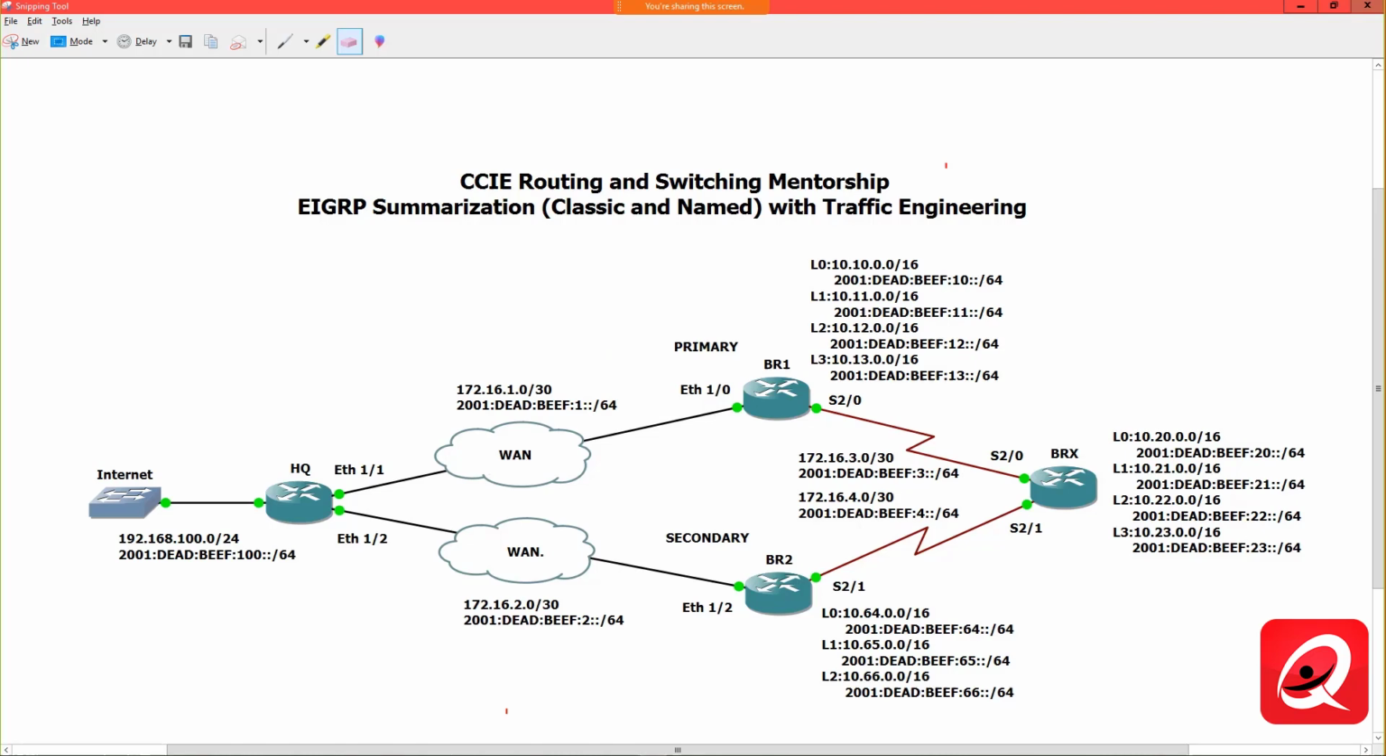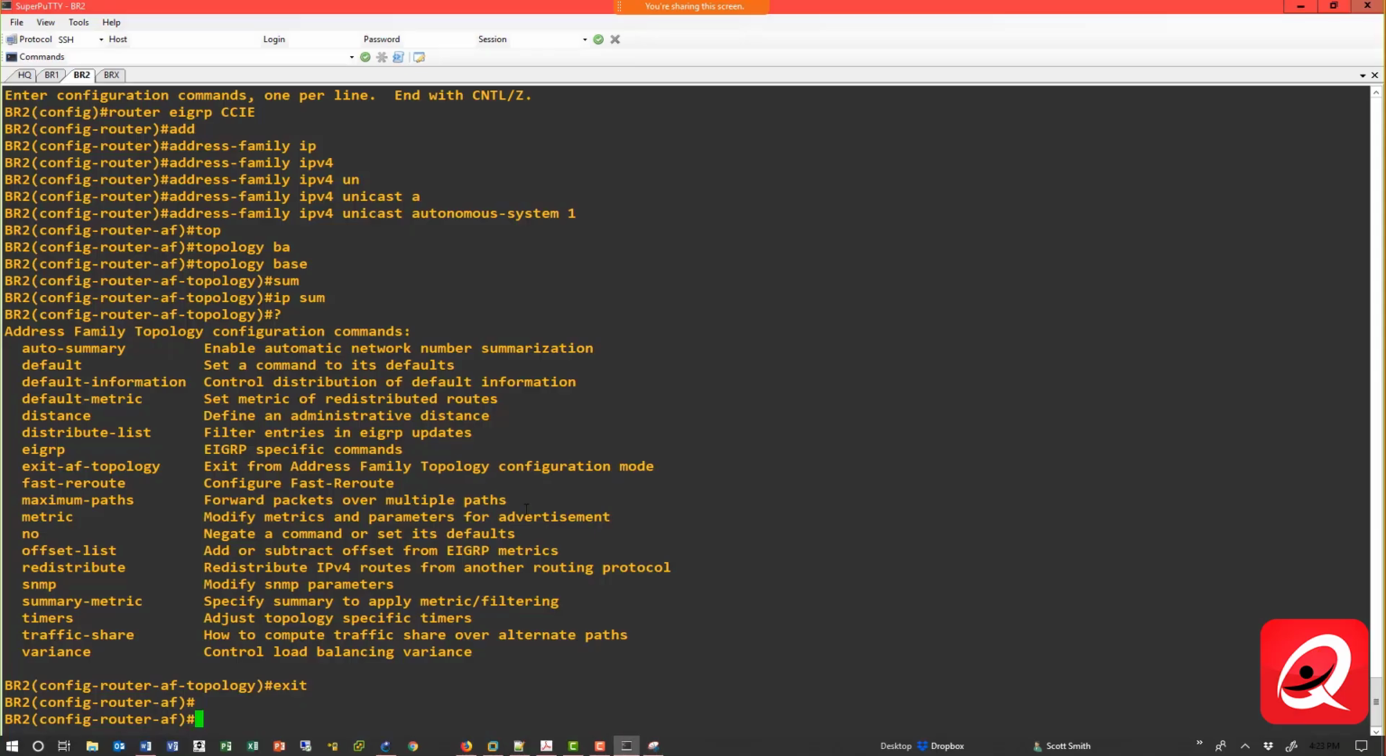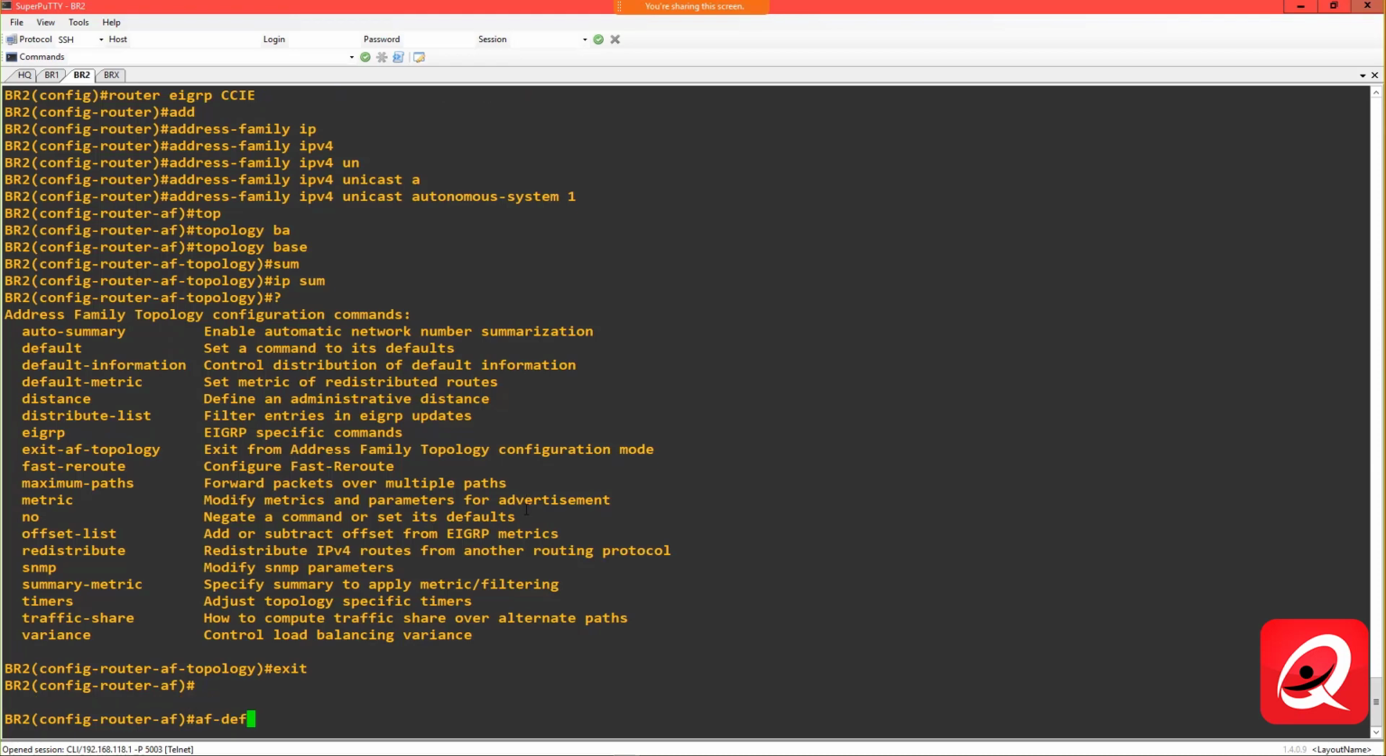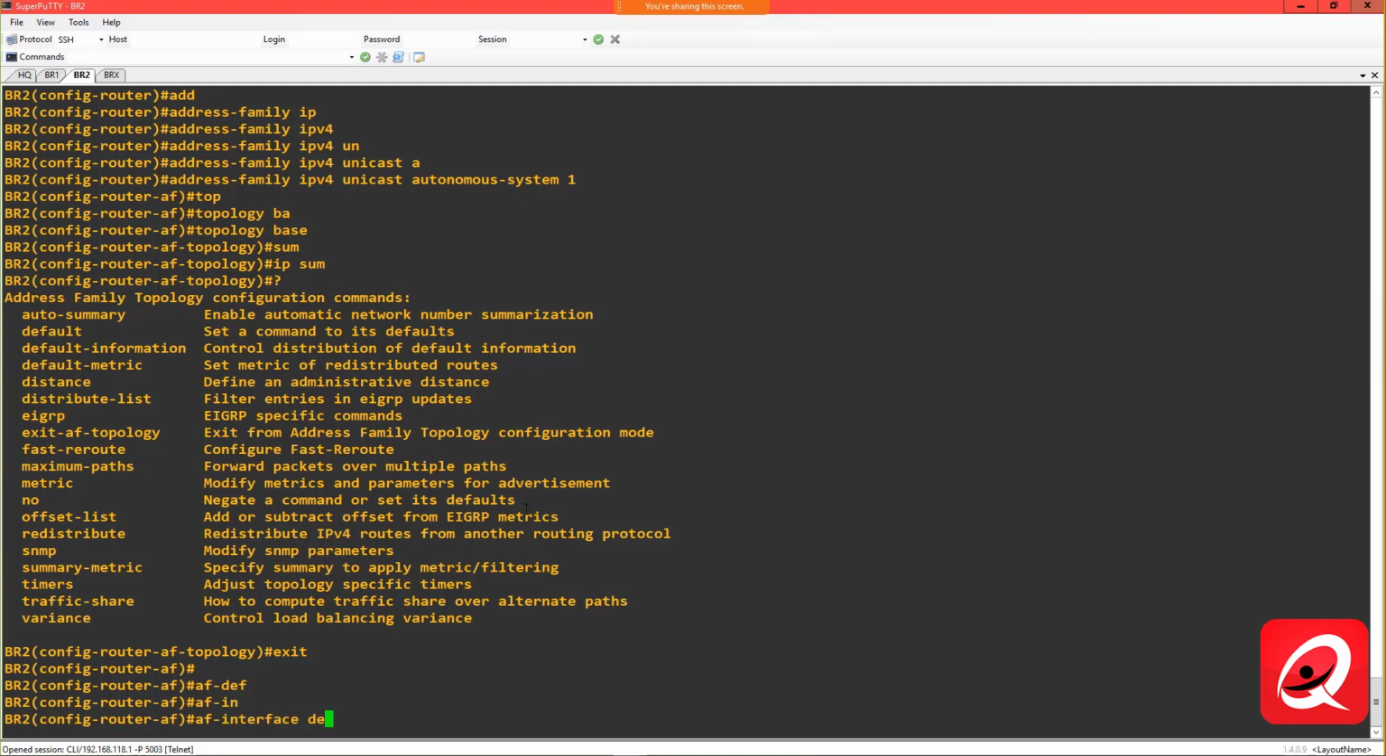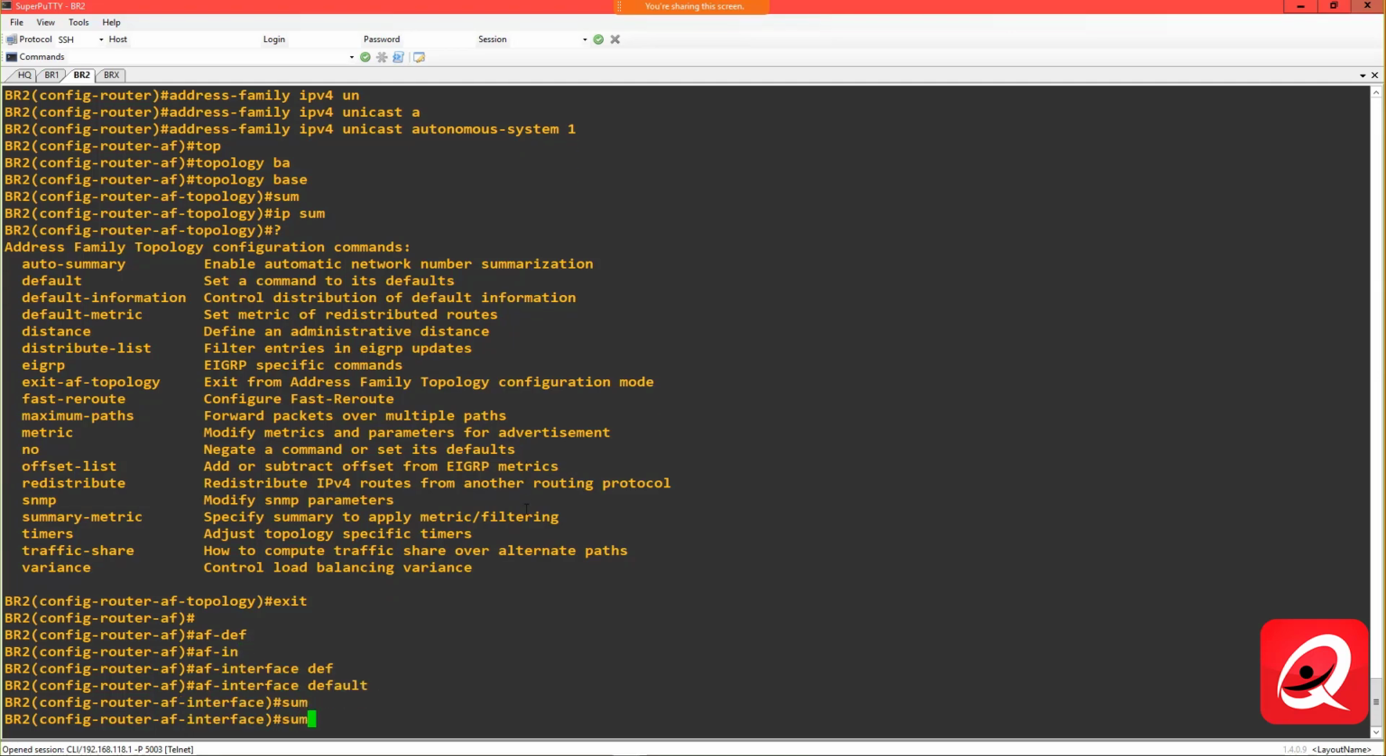That's where you can identify the seed metric that's going to be used for your summary routes, which is an important concept we'll talk about in a little bit. But I want to summarize out this interface and I want to summarize out that interface, which means essentially I'm creating the summary for all of my interfaces, which means I can use my AF default interface. All right. Should be address family. Oh, AF interface default. Sorry. Default. All right. Now I can do my summary.